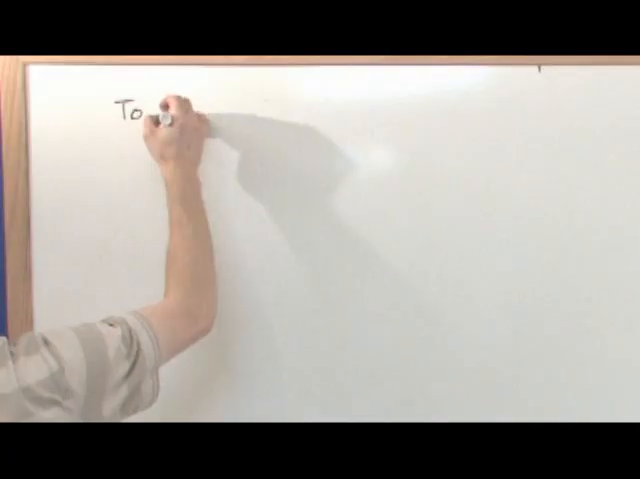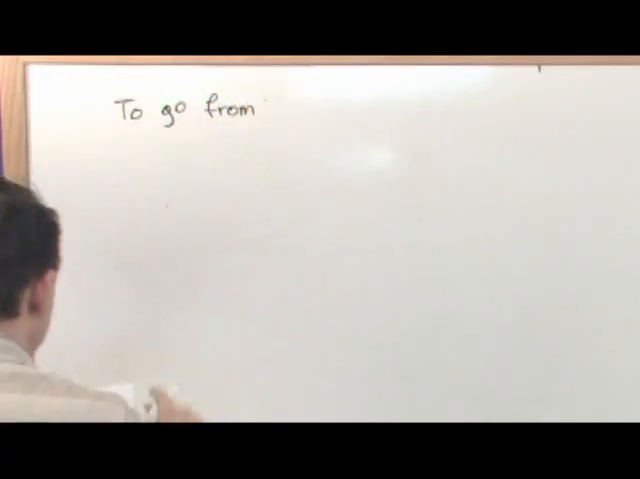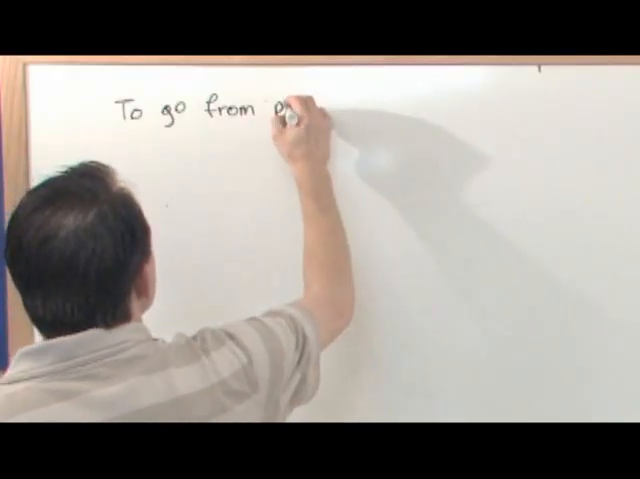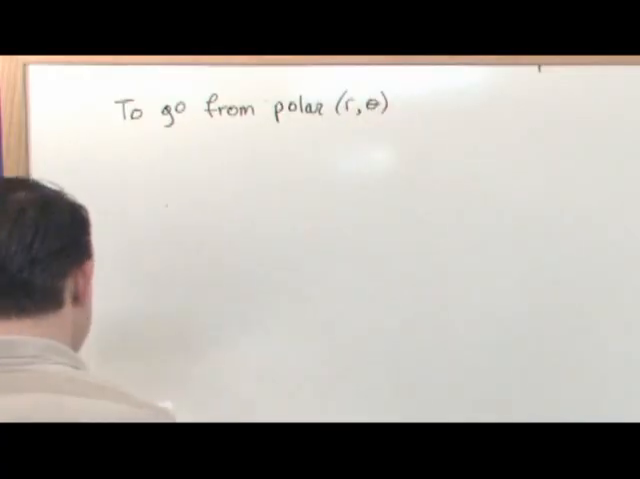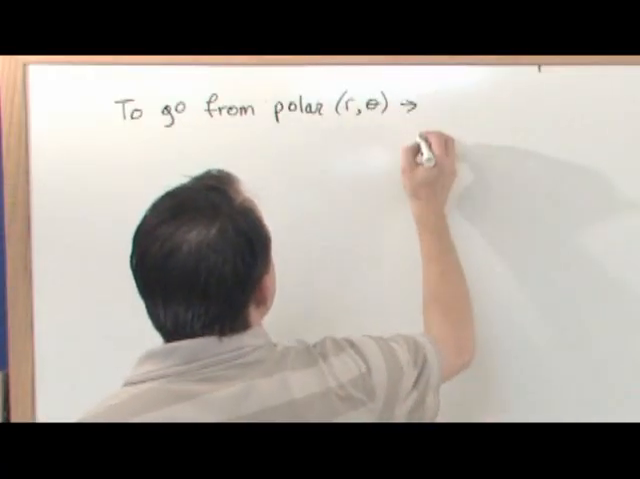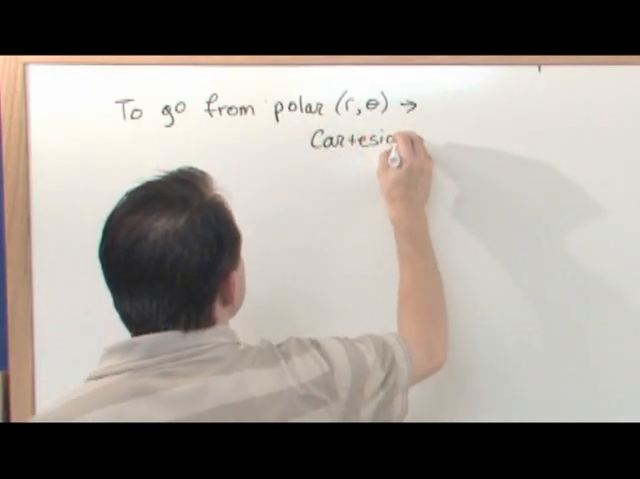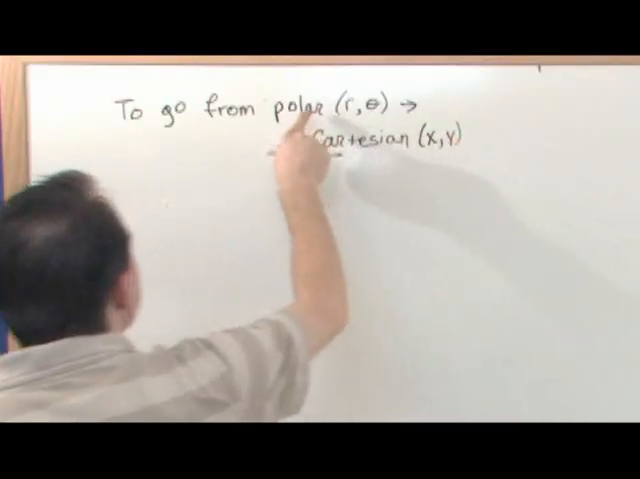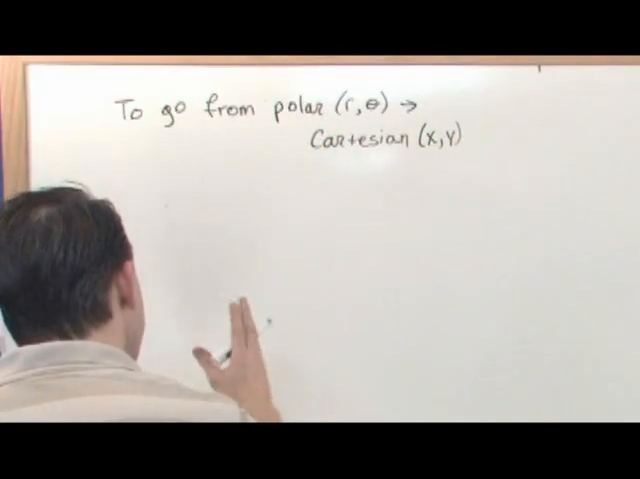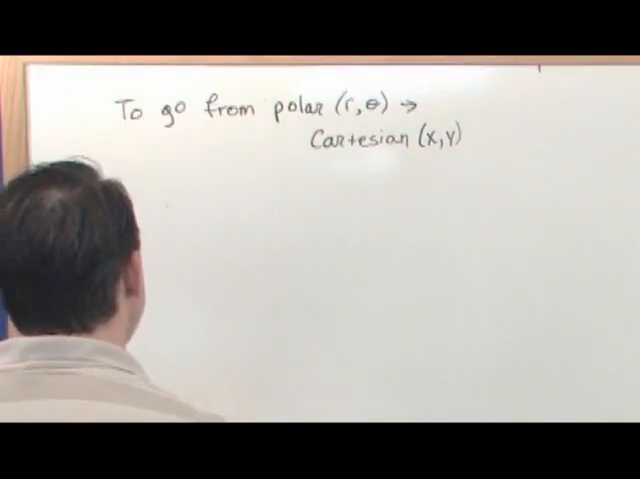To go from, I'm going to do the easier one first. They're both actually pretty easy, but one of them is a little bit easier. From polar, which just to remind you is r comma theta, to Cartesian, which is x comma y. So I'm given r comma theta, and I would like to convert to x comma y. I'm going to go ahead and write it down, and then I'm going to show you why.